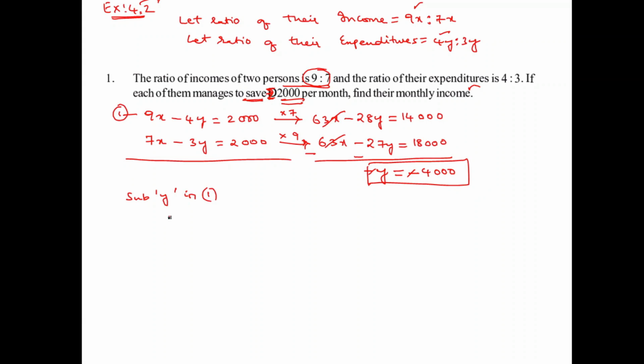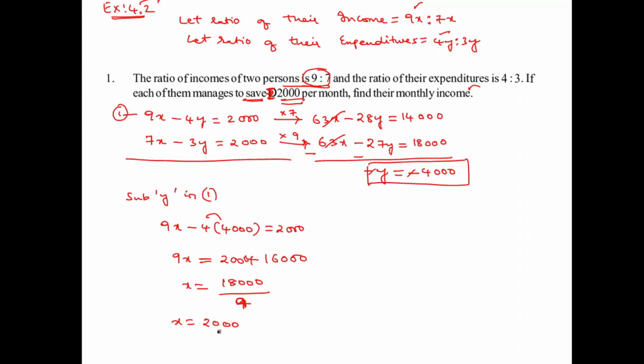In equation number 1, I'll get 9x minus 4 into 4,000 is equal to 2,000. Doing this multiplication, we are left with 16,000, and I'm shifting the 16,000 to the other side. So this becomes addition, right? So 2,000 is added to 16,000, which is 18,000. So x is equal to 18,000 by 9, right? If I do this, the result is only 2,000, right? So this is clear.